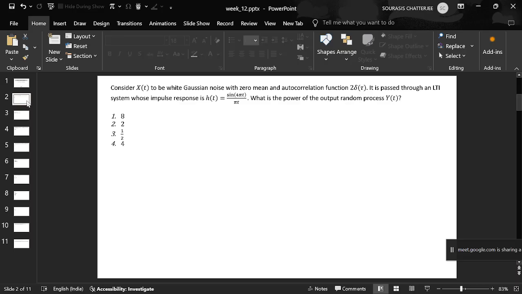This 12th week contents mostly deal around the wide sense stationary process and white Gaussian noise, and basically the correlation between the autocorrelation function and the power spectral density and how they relate to each other, the nice relationship between them. So we'll try to explore those concepts via a few assignment like questions.